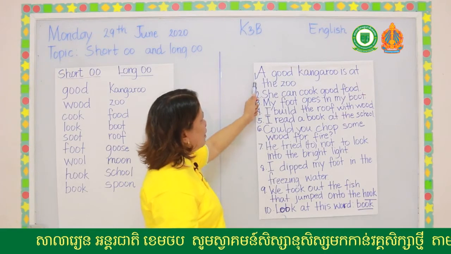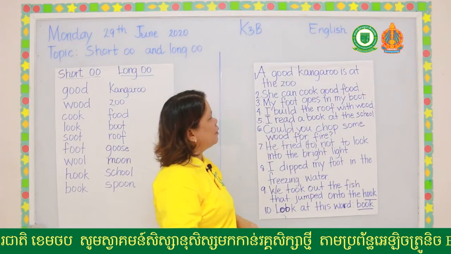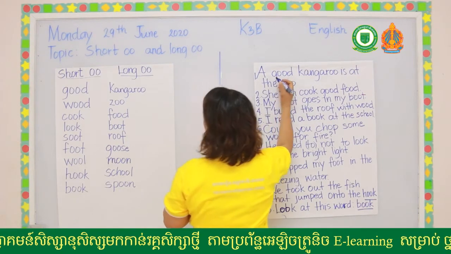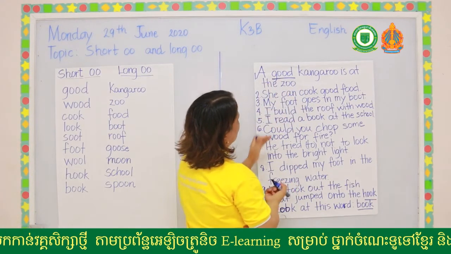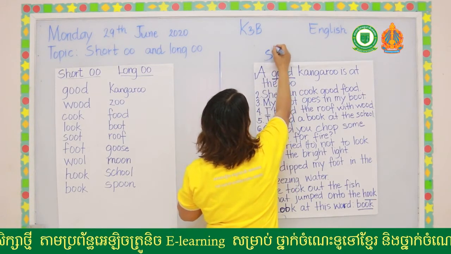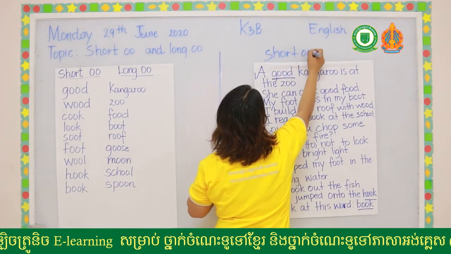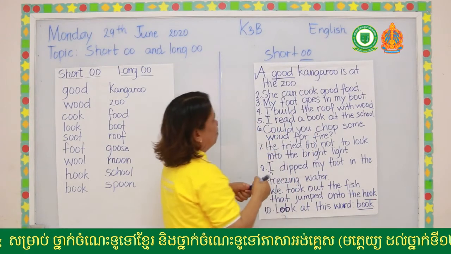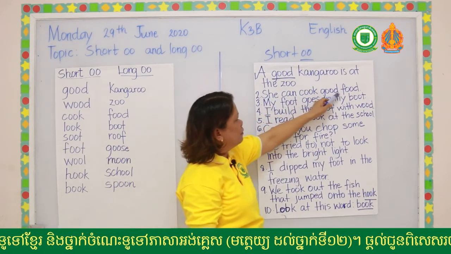Number 1. A good kangaroo is at the zoo. Which one is short O? A good, okay, good. A good kangaroo is at the zoo, okay? So we identify the short O. Okay, short O. Alright.